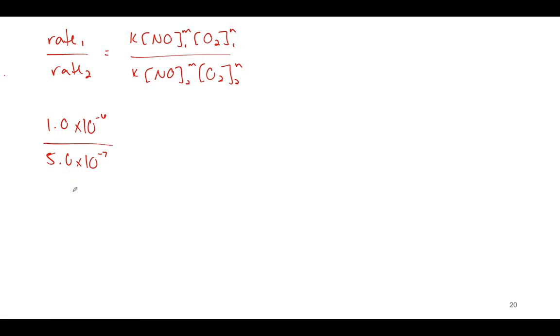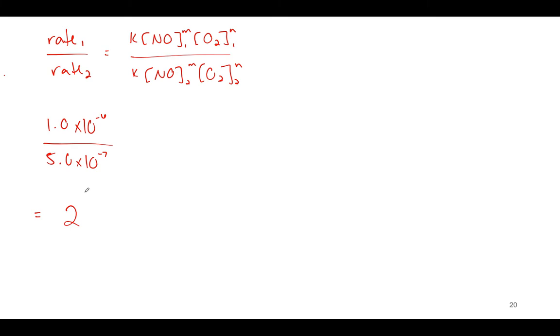Okay, this is just equal to the number 2. We're literally taking 1.0 times 10 to the negative 6. This is twice as large as 5.0 times 10 to the negative 7. It's the equivalent of taking 1 divided by 1/2. We get the number 2.